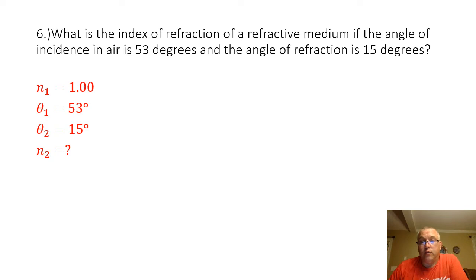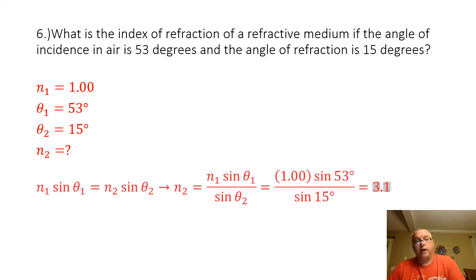So once again, we are using Snell's law, and solving for N2 will give me N2 is equal to N1 times sine theta 1 divided by sine theta 2. Plug my known values into that equation, and that will give me an index of refraction for my refractive medium of 3.1.